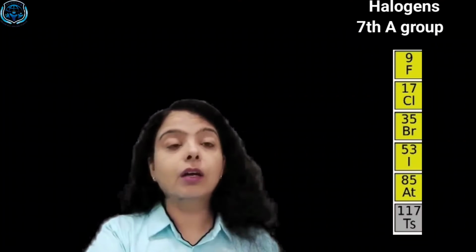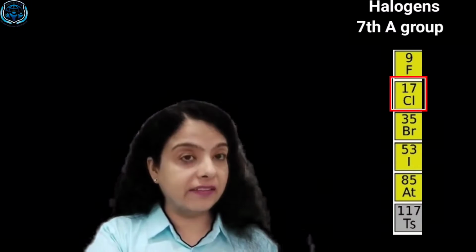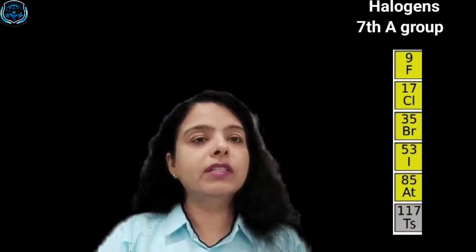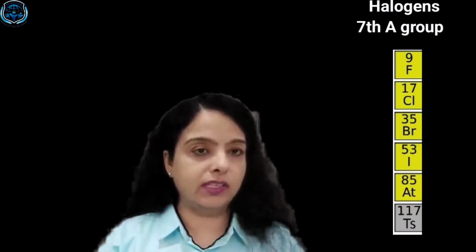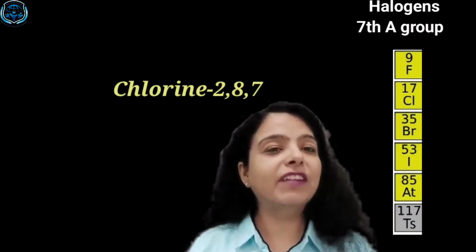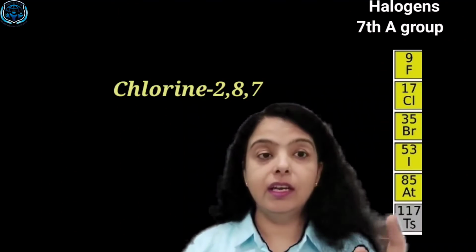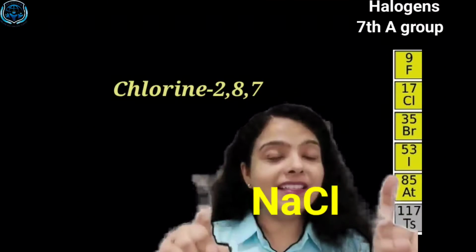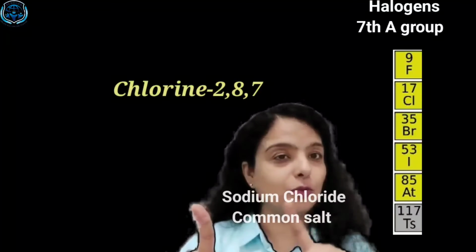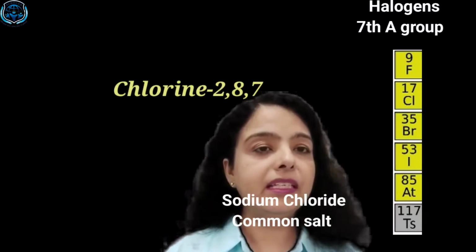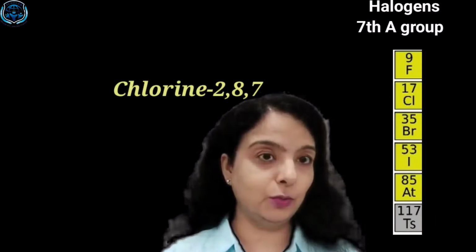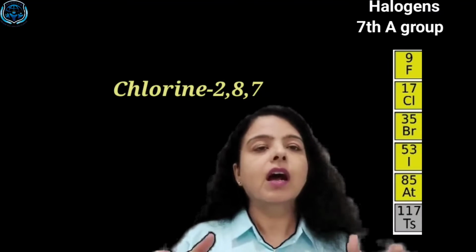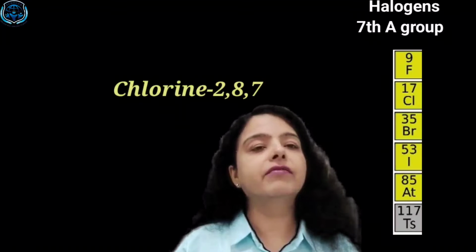Now come halogens. These elements are grouped under group 17 or 7th A. They are called salt producers because they react with metals to form salt. An example is chlorine, which needs 1 electron to complete the octet. It reacts with sodium, that is Na, to form NaCl, the common salt, sodium chloride. Another example is CuCl2, copper chloride. They are non-metals, highly electronegative and very reactive.